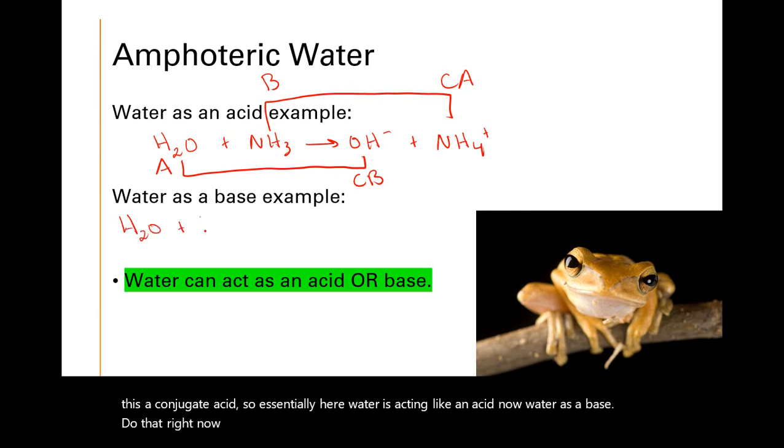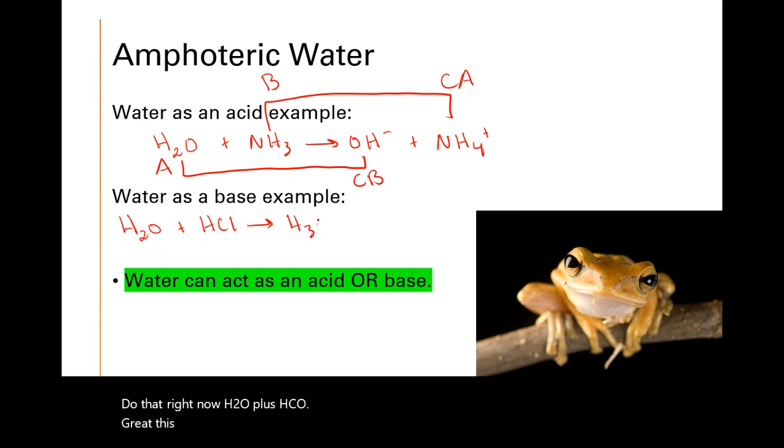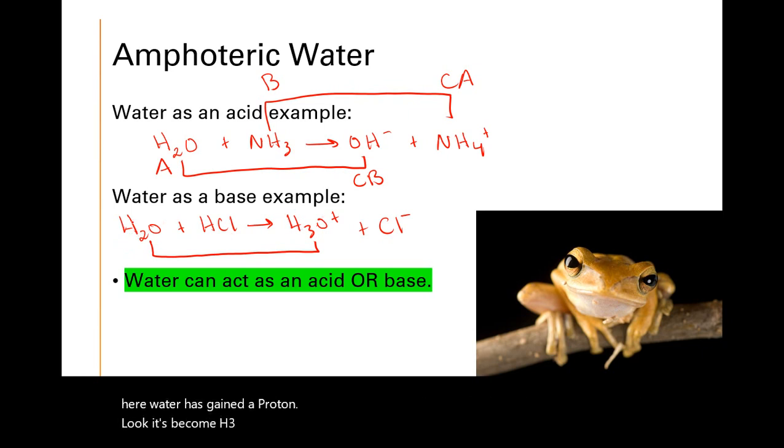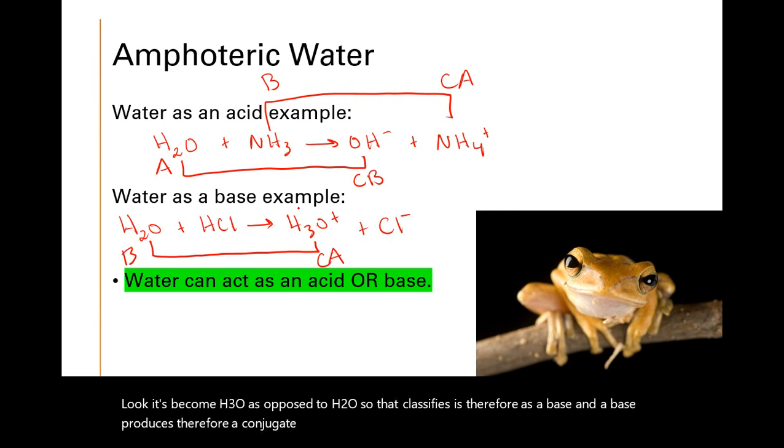H2O plus HCl. Okay, this is going to produce that hydronium ion I showed you earlier and a chloride ion. Now let's see how these conjugates ended up working out. So H2O becomes H3O. So what's happened here? Water has gained a proton. Look, it's become H3O as opposed to H2O. So that classifies this therefore as a base, and a base produces therefore a conjugate acid. Look at your conjugate acid. This is H3O. This is acidic. This will behave, or certainly does actually behave, like an acid.